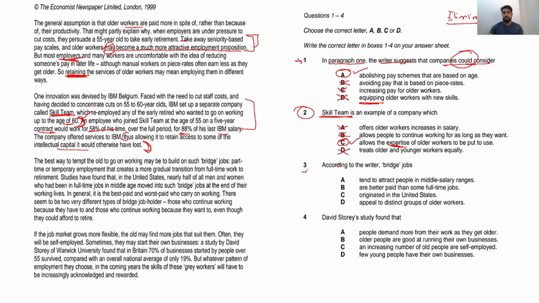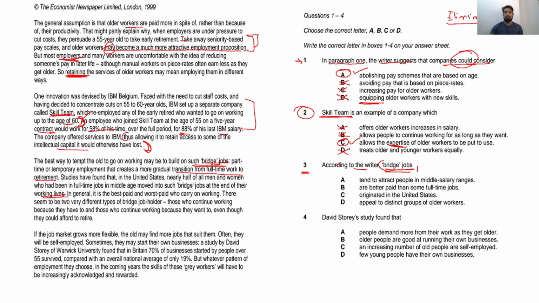Okay, we'll move forward. The third one, according to the writer, bridge jobs. Okay, according to the writer. So bridge jobs, what according to the writer is bridge jobs? So bridge jobs is something here, correct? So we'll read this portion in detail. Bridge jobs, part-time or temporary employment that creates a more gradual transition from full-time work to retirement. Okay, it is a gradual transition from full-time work to retirement. Studies have found that in the United States, nearly half of the men and women who have been in full-time jobs in middle age moved into such bridge jobs at the end of their working lives.